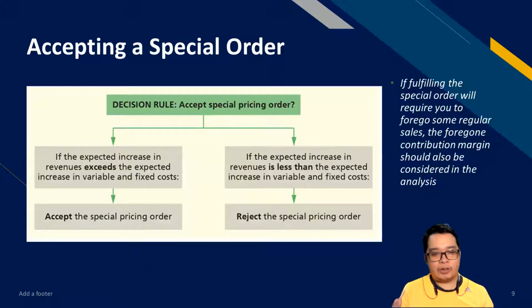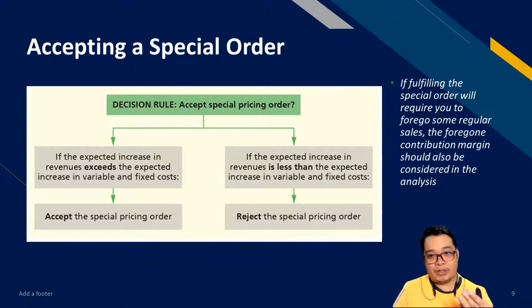So therefore, if you are looking at the decision rule, the decision rule is that we accept the special order if the expected increase in revenues exceeds the expected increase in variable and fixed cost in relation to fulfilling that order. If that's the case, then you accept the special order. If the expected increase in revenues is less than the expected increase in variable and fixed cost, then we reject the special order.